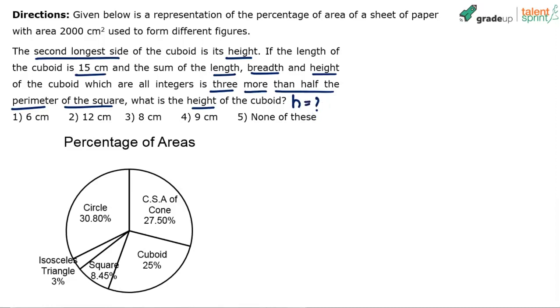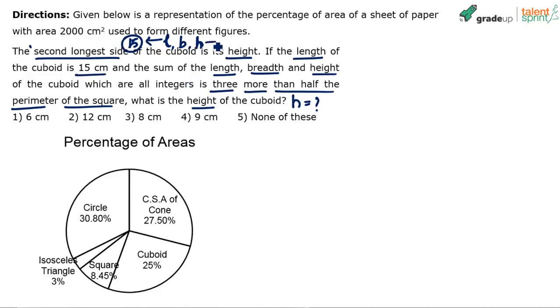We are supposed to find out the height of the cuboid. What do we know? The height of the cuboid, according to this question, is the second longest side of the cuboid. See, a cuboid will have three different dimensions, right? Length, breadth, and height. So height is the second longest side. So obviously longest is length, second longest is height, and the shortest here is the breadth. The one thing that we know is the length of the cuboid is 15. Length is 15. This is fixed. This is given to us, right?